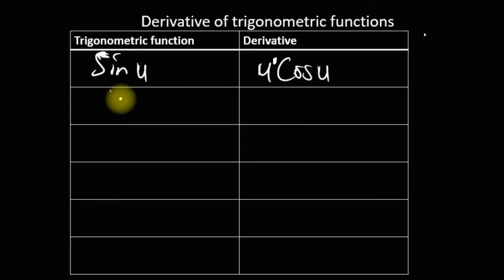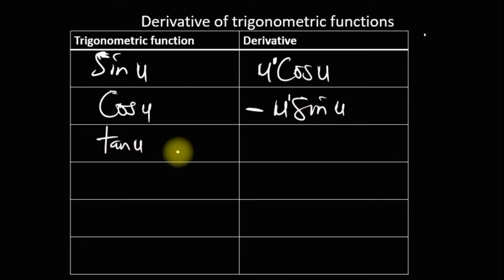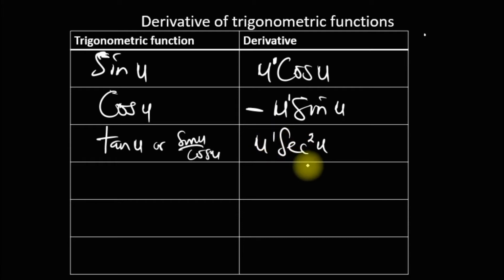So again, if you differentiate cos, we have minus sine. So after, if you differentiate tan u, you know tan means sine over cos. So in case you see sine over cos, they are the same. So the answer is sec squared u, after you add u prime. You know sec squared is 1 over cos squared.